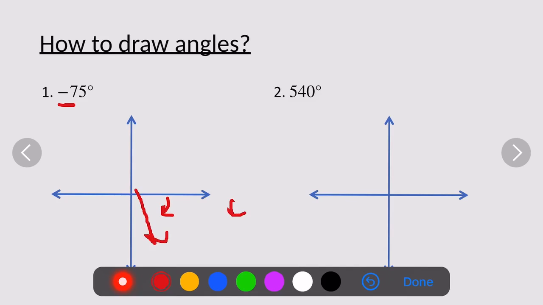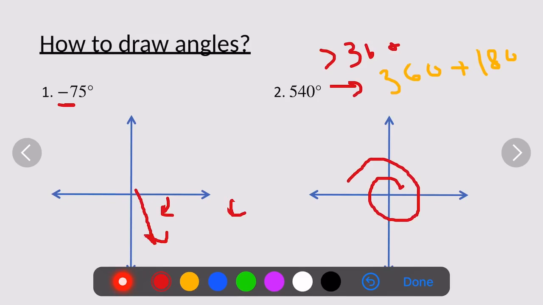Now the next question is 540 degrees. 540 is greater than 360 degrees. So what we're going to do is subtract 360 from 540. So this will equal 360 plus 180. So what we're going to do is take a whole full round and half a round, because half of 360 is 180. So this is how the angle is going to look. And since it's positive, we're going to go counterclockwise.